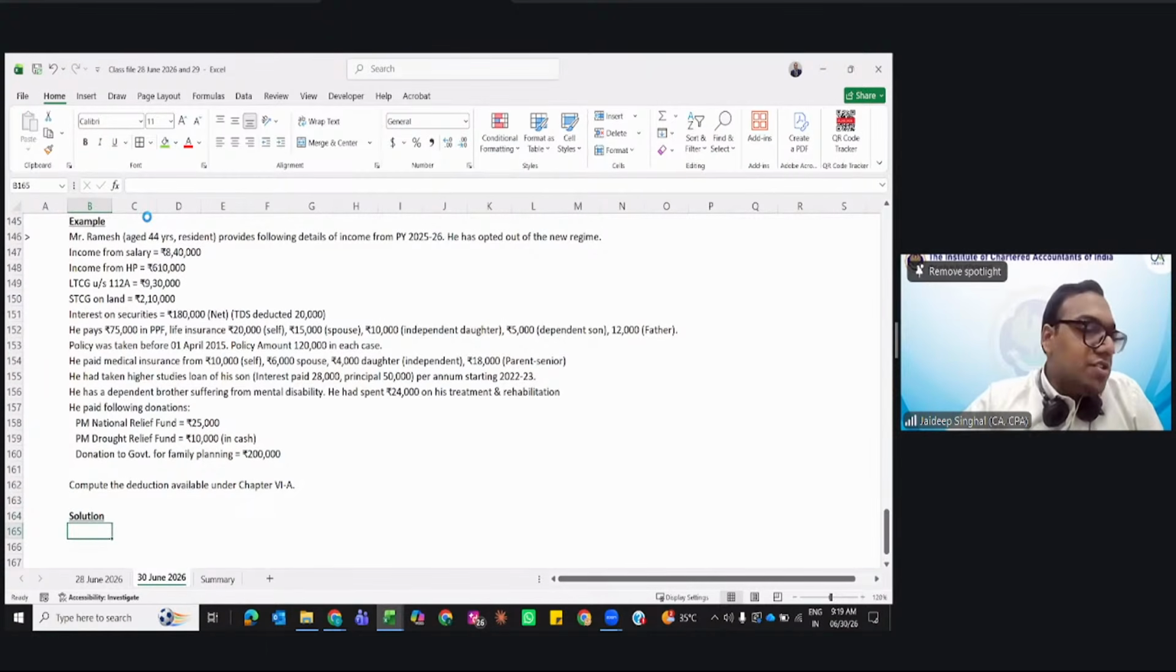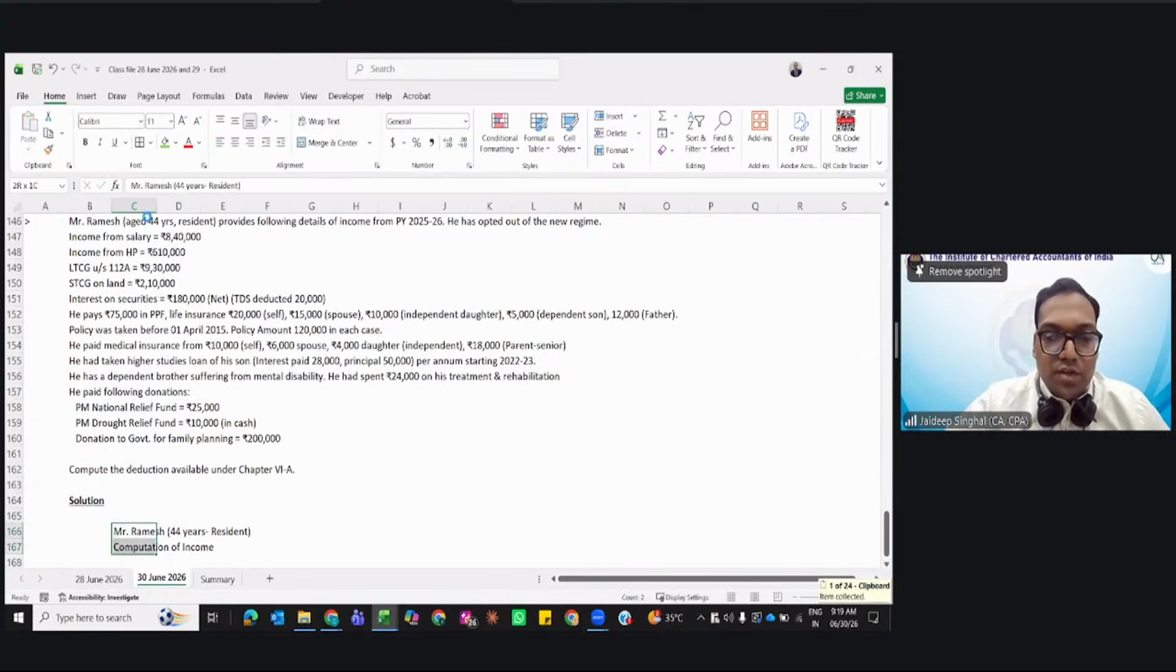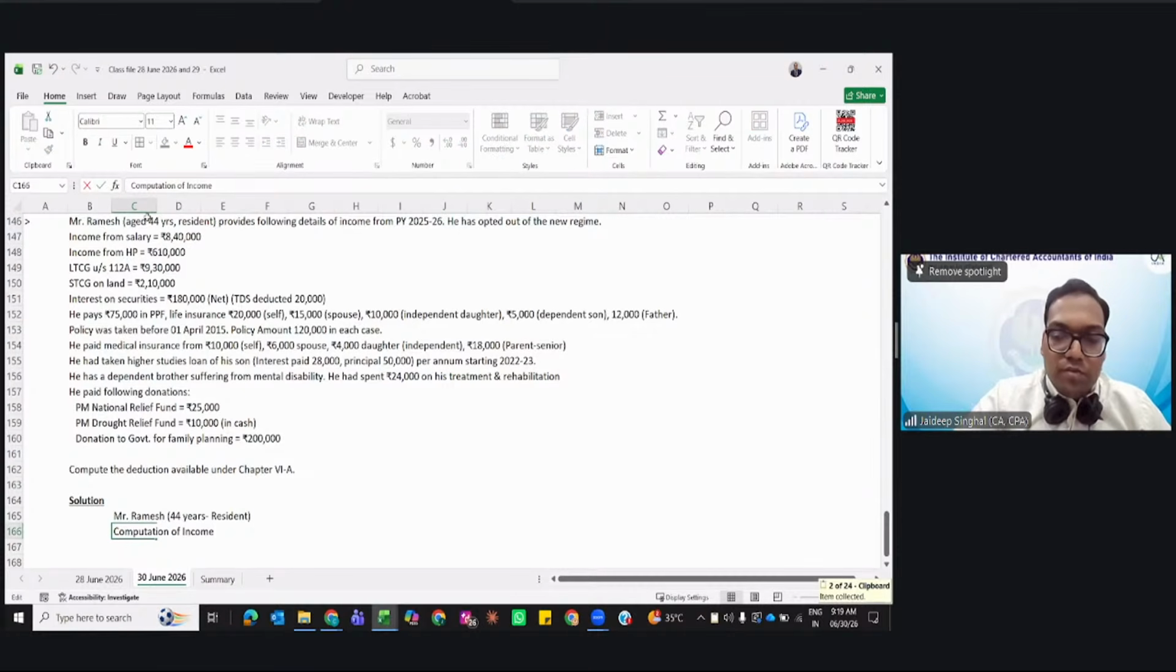Now, we are doing the computation of income for Mr. Ramesh. He is 44 years old, resident. The assessment year, or you can write previous year, is 2025-26. Clear? Let's start.